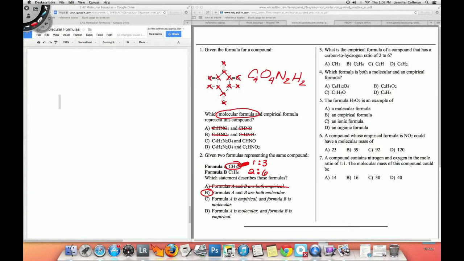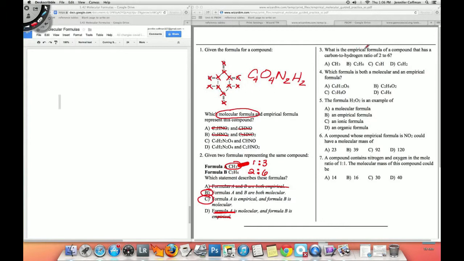Formula A is empirical, and formula B is molecular. That is true. Okay, so I like choice B and C, but C is a better answer. And then formula A is molecular, and formula B is empirical. Well, formula A is molecular, that's true, but formula B is not empirical because you can reduce this 2 to 6. So this answer is incorrect. Now this question could be challenged. Okay, so let's move on. Oh, by the way, C is the better answer, and if it was a Regents question, C would be the answer.